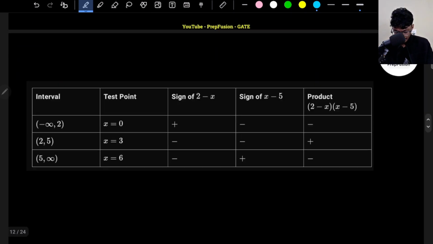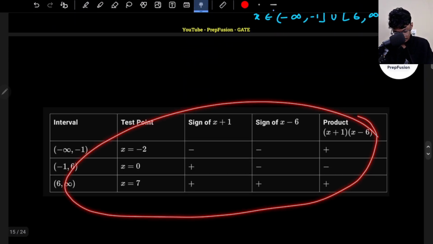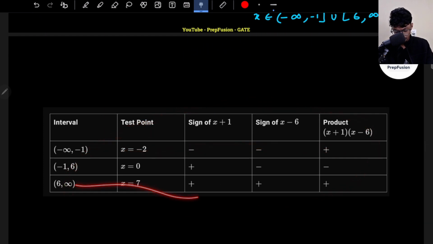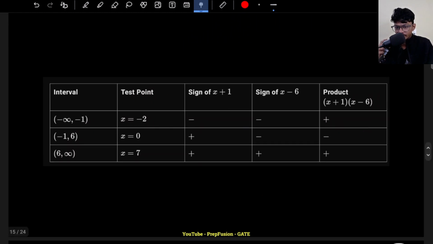Okay, and here they have given you the critical points and how the sign changes, all those things they have given you. You can see this, but obviously I have explained the theory. Now we'll come to type 4 of these types of questions.